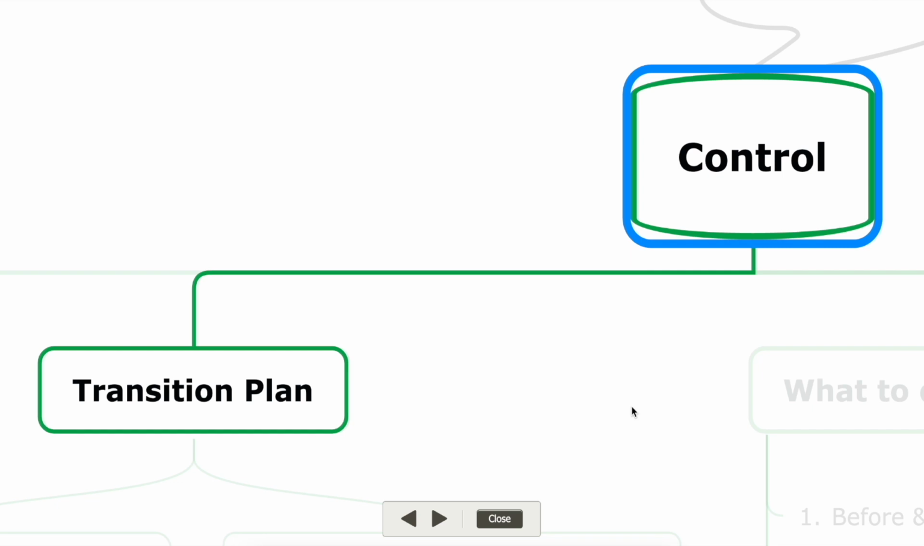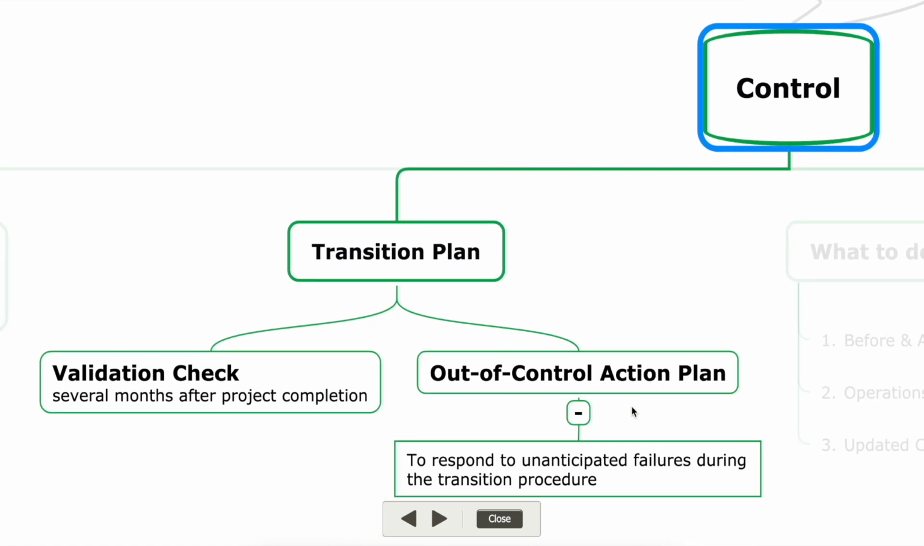And the next thing that we need to prepare is the transition plan. After the process control plan, we have to make a transition plan, which is the plan for how we will transit from the existing process to the new, improved process that we have devised. In this transition plan, we must have a validation check that will run for the next few months after the project completion.